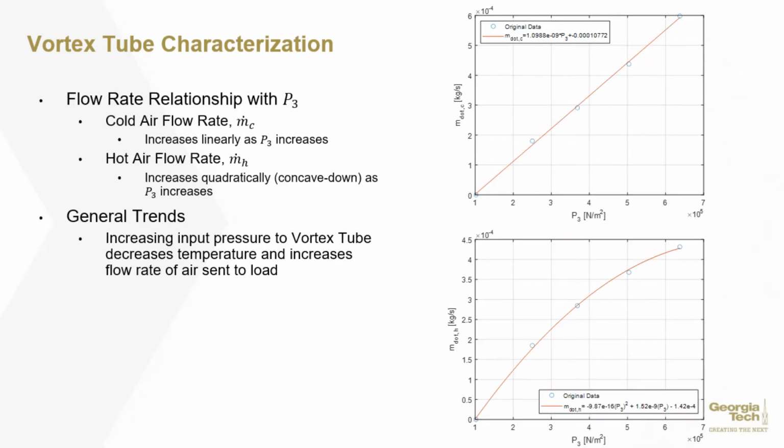When looking at the mass flow rates as a function of pressure, we see that the cold air flow rate increases linearly as pressure increases. We also see that the hot air flow rate increases in a concave down parabolic fashion. When considering all of these relationships, the general trend is that when we increase the pressure at the input of the vortex tube, we will decrease the temperature and increase the flow rate of the air that's going to be applied to the load.